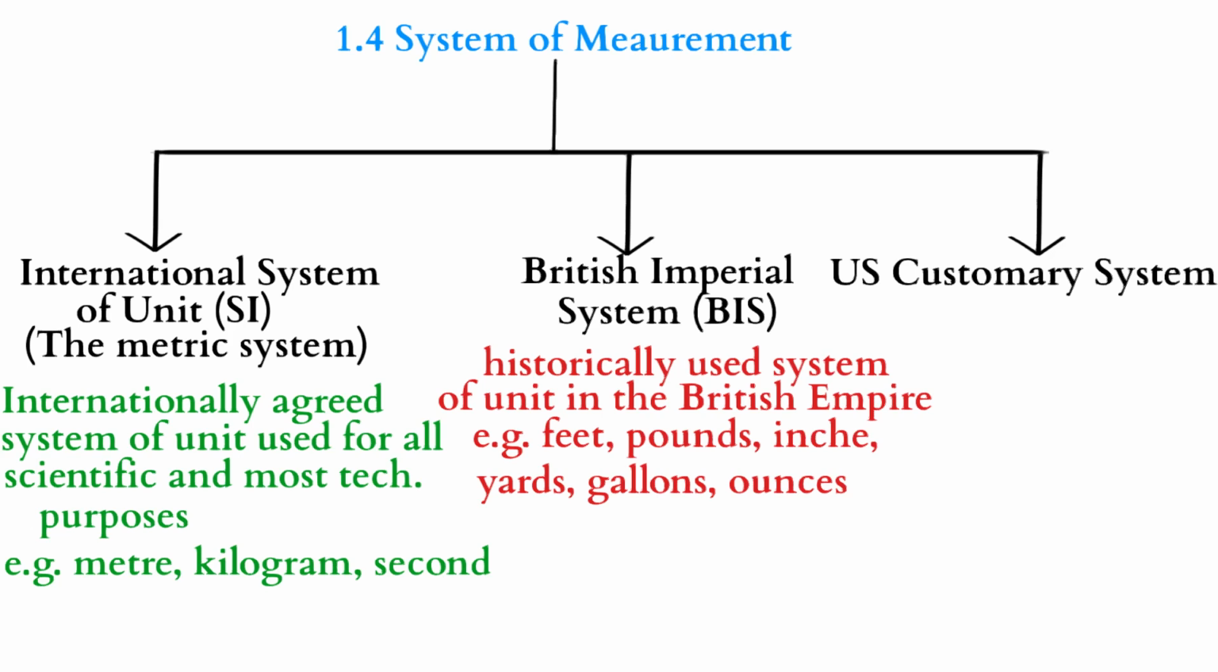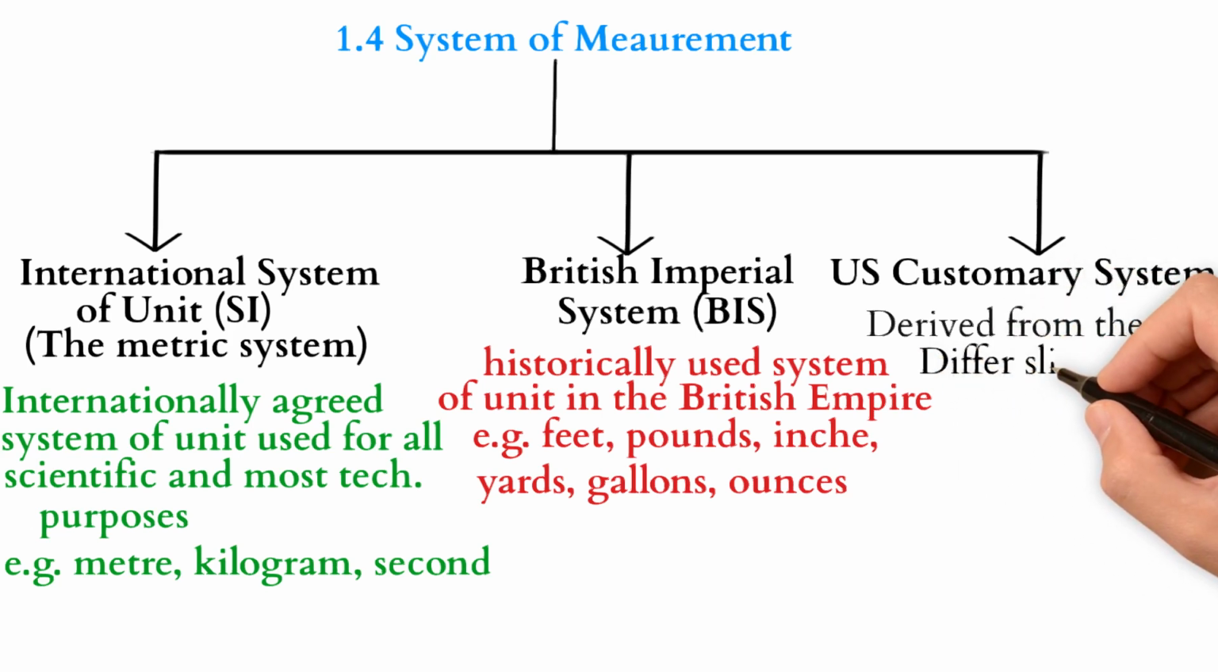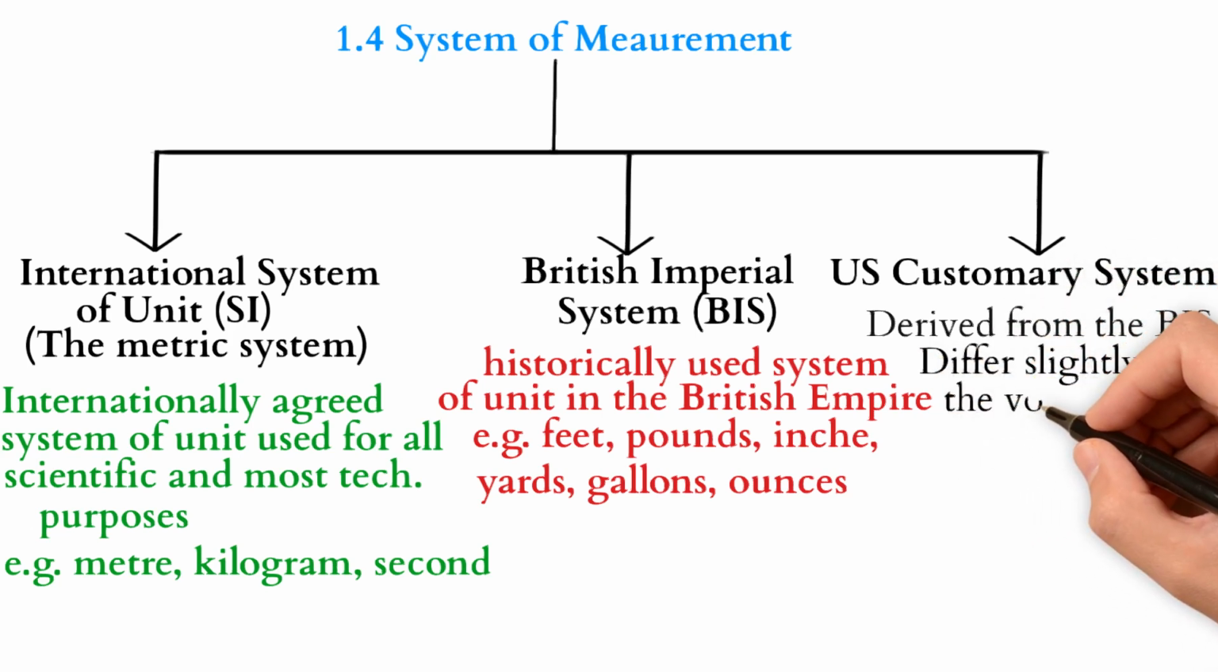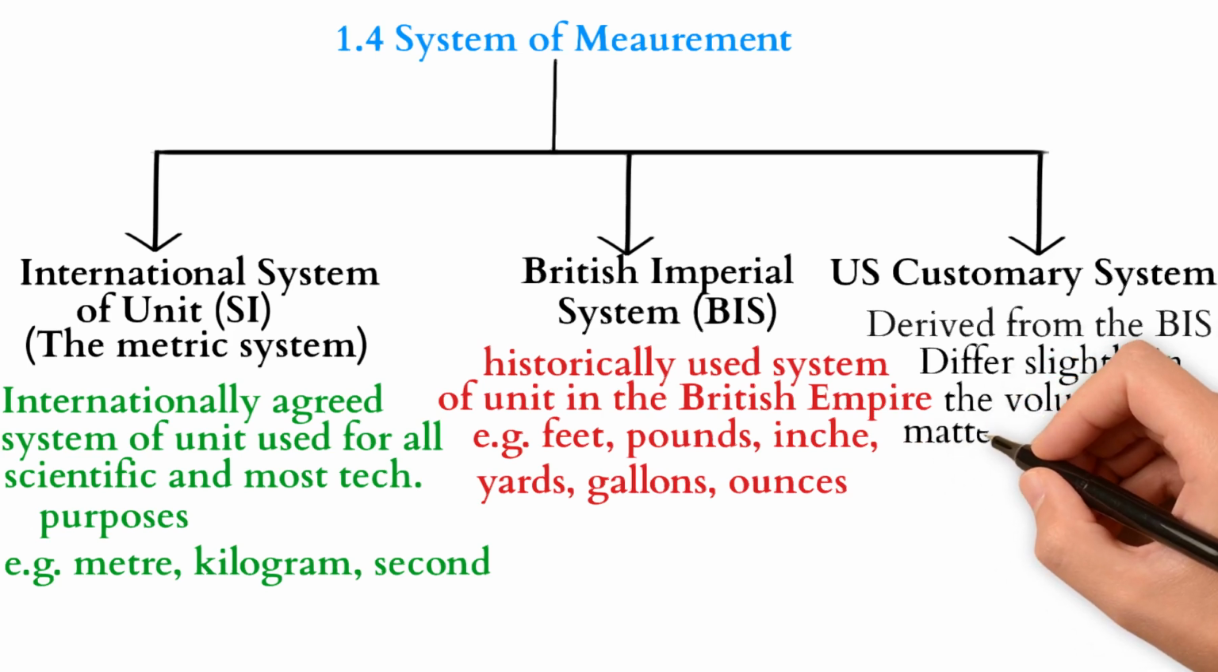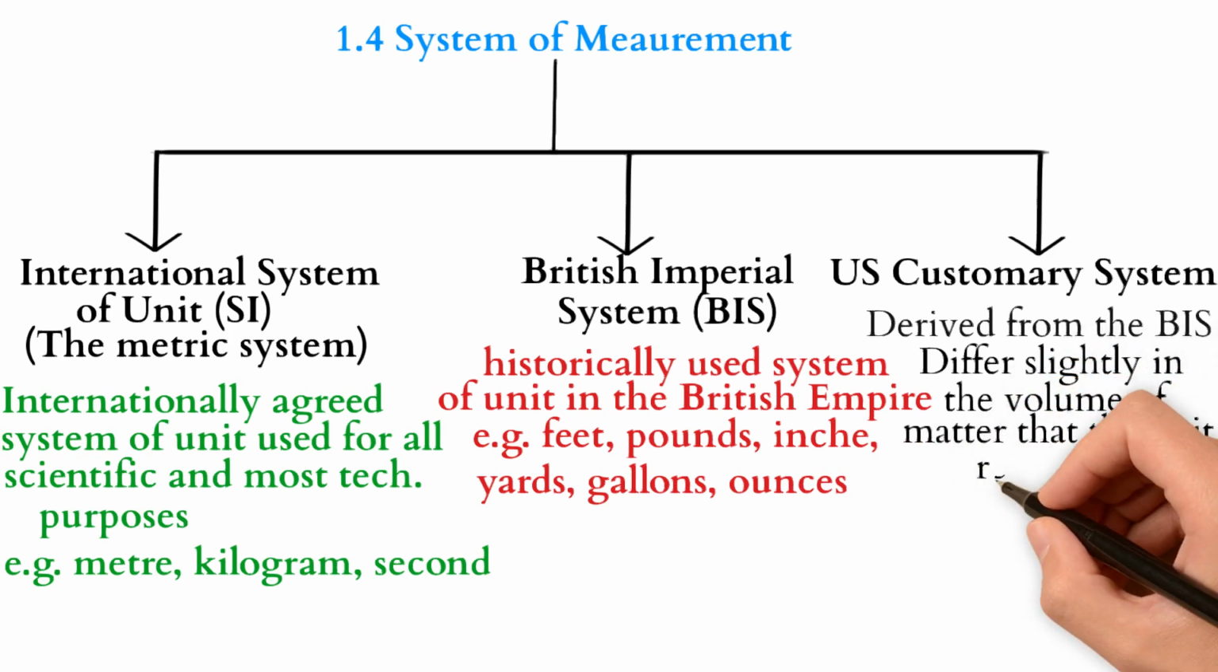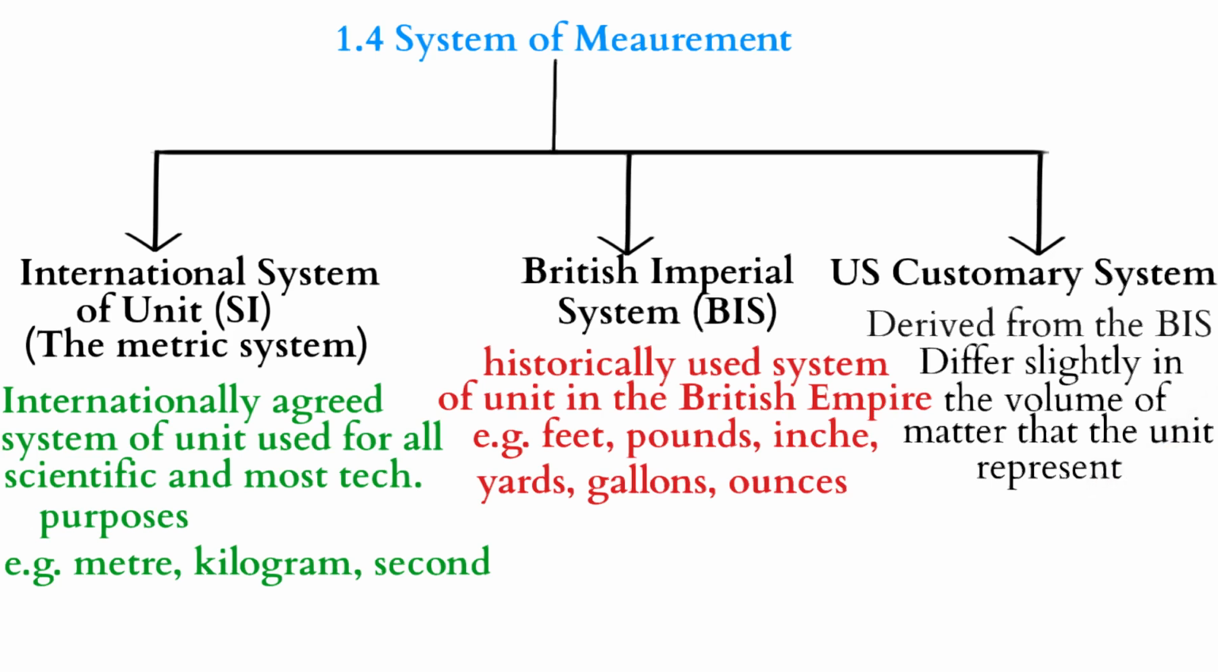The US Customary System is mainly used in the US, and it is actually derived from the British Imperial System. Just that they have slight variations in the amount of matter that the unit represents. For example, what they call a gallon in the UK is about 20% larger than what you call a gallon in the US. Among the three, the SI remains the standard system used by most countries for scientific and technical applications.